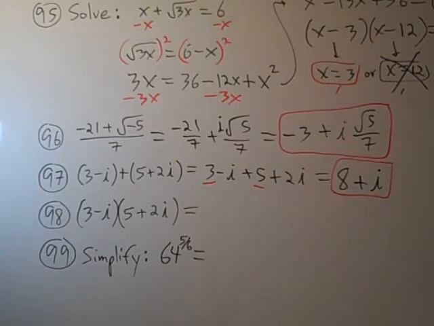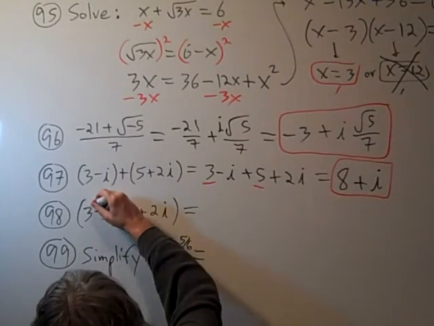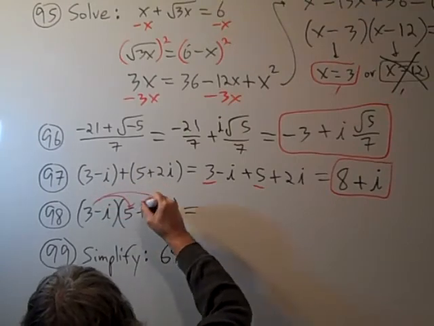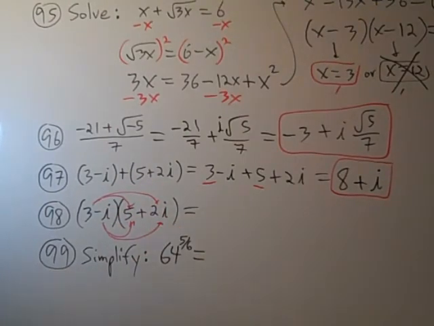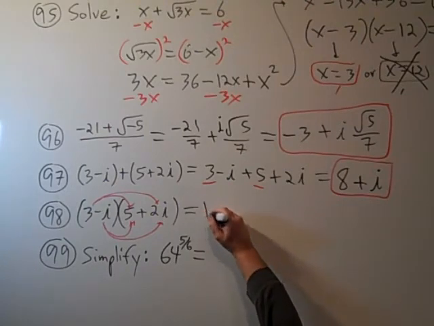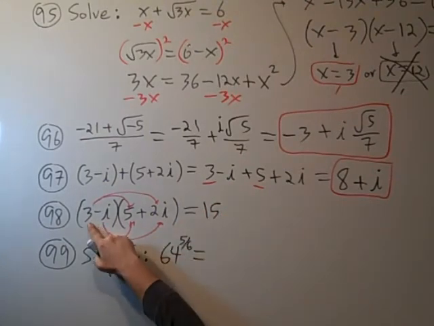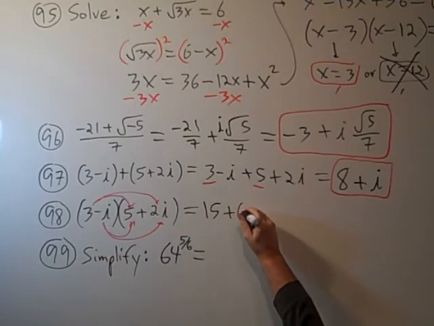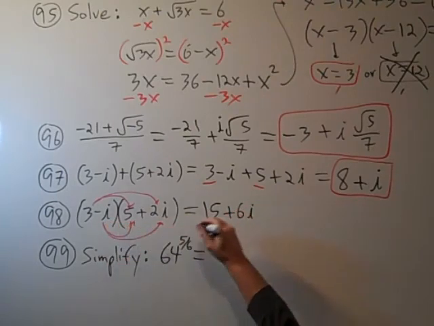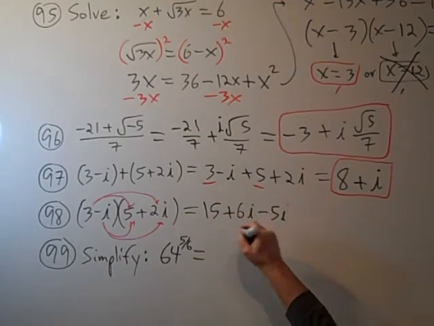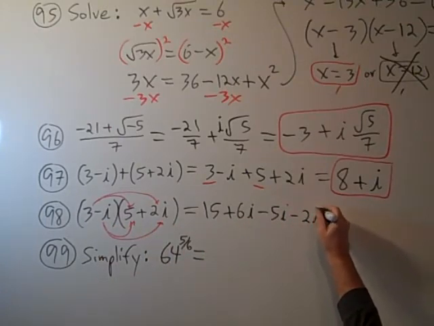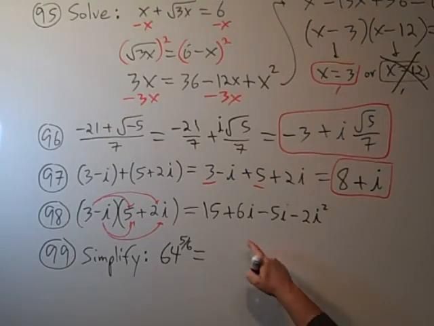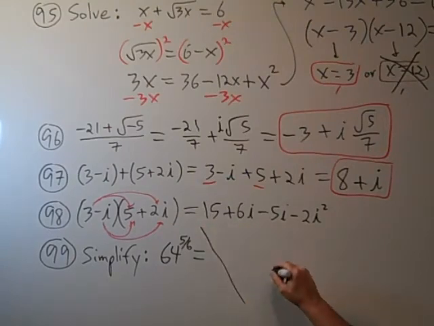For number 98, we have to use the FOIL method here. So foiling it out in that order, we have 3 times 5 is 15, then 3 times 2i is 6i, then negative i times 5 is negative 5i, and negative i times 2i is negative 2i squared. And then you can see the two middle terms.